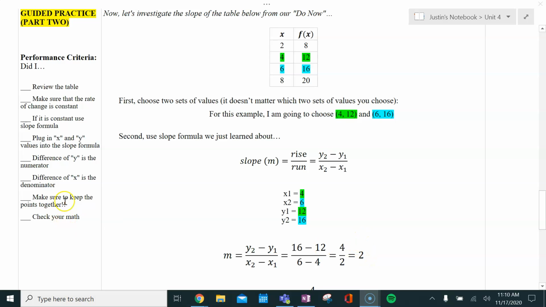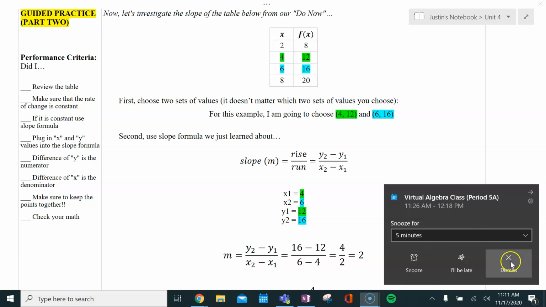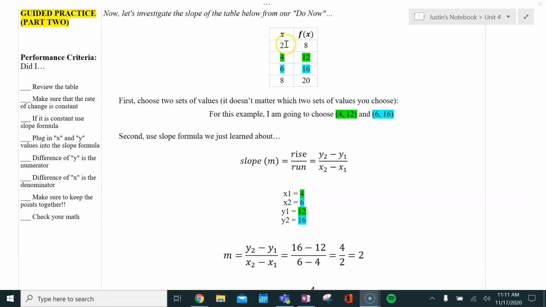Alright, so you want to go through the performance criteria on the left side here, and it tells you exactly what I just talked about. Review the table, make sure that the rate of change is constant. I did miss that. So it is constant. We just talked about adding 2 to every x. Constant. It's a constant 2 every single time. And then on the f of x column, we're adding 4. So it's constantly being added by 4 every single time.